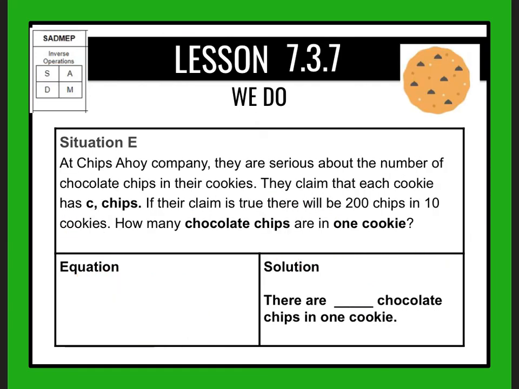Last we do problem. Please take the opportunity to attempt and then check your answer. At Chips Ahoy Company, they are serious about the number of chocolate chips in their cookies. They claim that each cookie, so one cookie, has C number of chips. Okay, so that's all we know, that there are C chips in one cookie. If their claim is true, they're saying there will be 200 chips in 10 cookies. So therefore, how many of those chips are in one cookie?